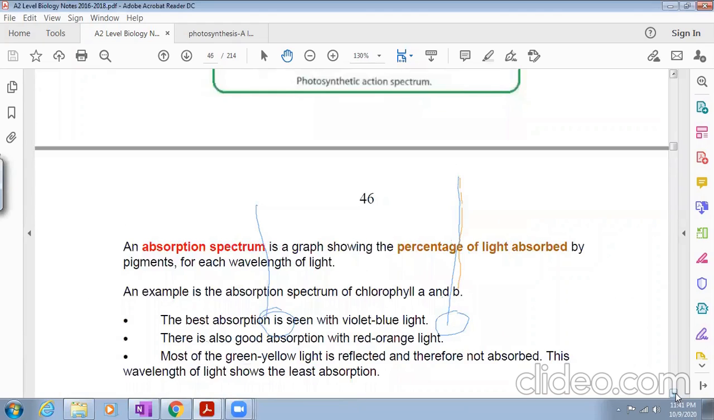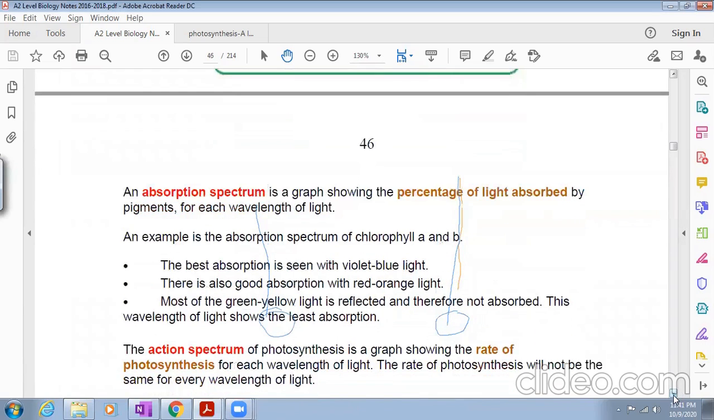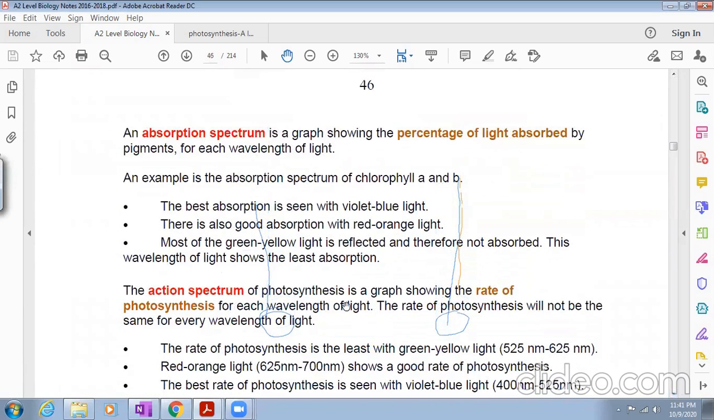Absorption spectrum is the graph showing the percentage of light absorbed by a pigment for each wavelength of light, right? While the action spectrum of photosynthesis is the graph showing the rate of photosynthesis for each wavelength of light. The rate of photosynthesis will not be the same for every wavelength of light, right?